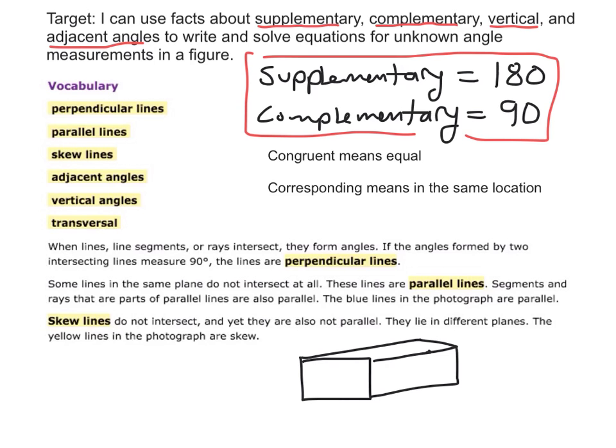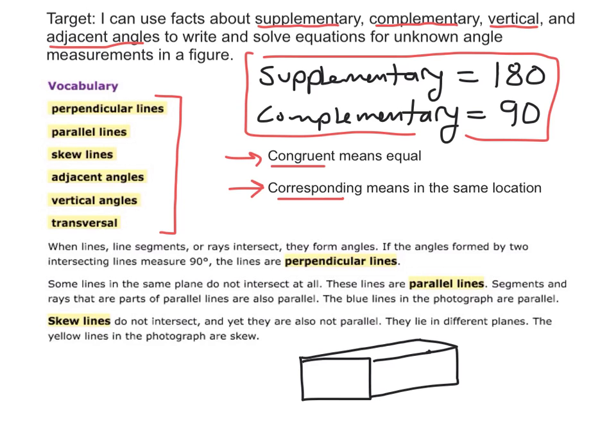Two more things that'll be helpful to remember is that congruent means equal and corresponding means in the same location. So if I have two congruent angles, I'm telling you those two angles are equal. And if I have two angles that are corresponding, they're in the same general location on a different figure. We're going to combine that with all this new vocabulary, and we'll be solving problems in no time.